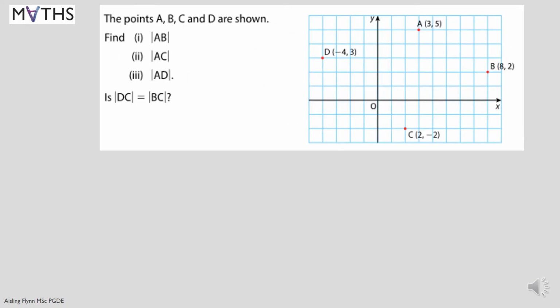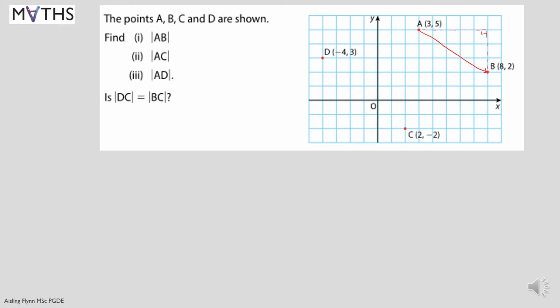Okay, let's practice it. The points A, B, C, D are shown. Find the length of AB. So the length of AB. So how long is it from there to there? Okay, so what I'm going to do, because we have a graph, is stick to Pythagoras. I'm going to make a right angle triangle.